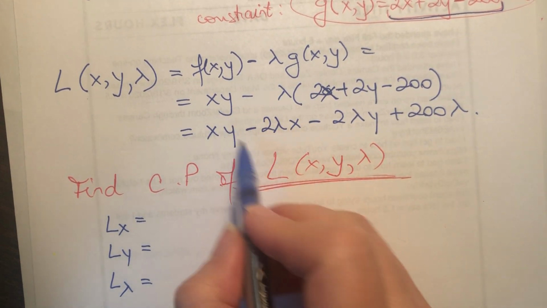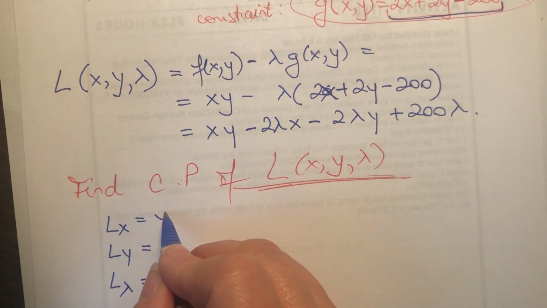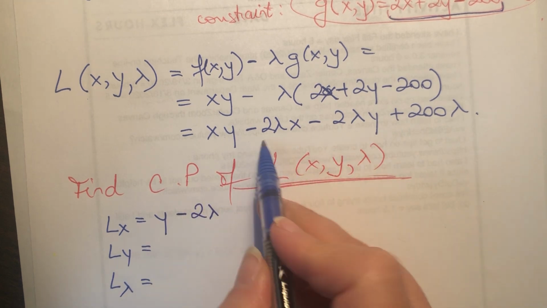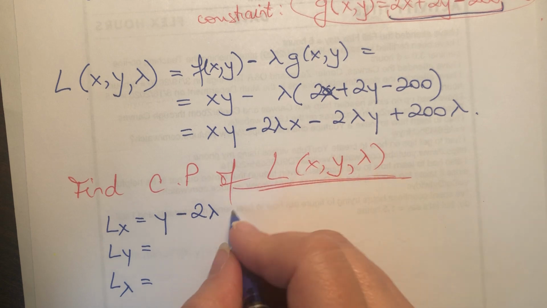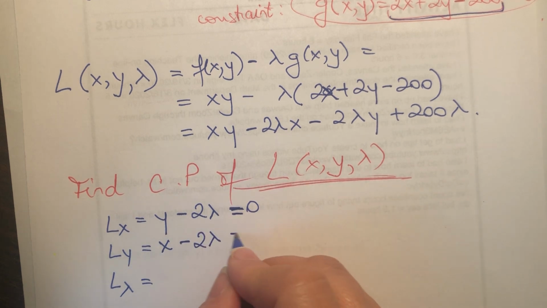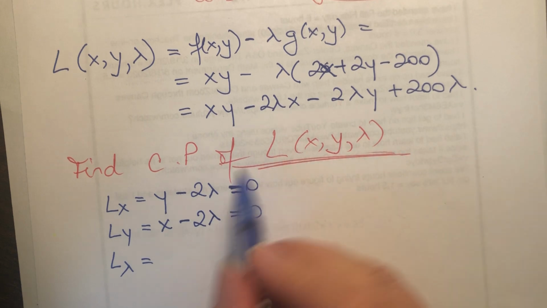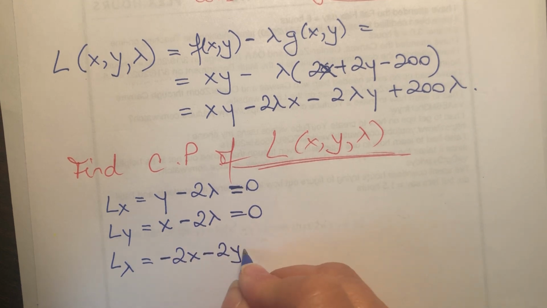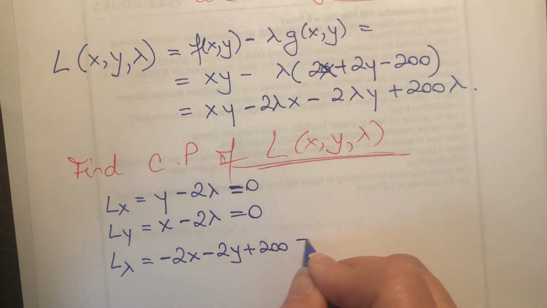So the derivative with respect to x: there's an x here, and the derivative of that is y, minus 2 lambda, and that's all there is. The derivative with respect to y is x minus 2 lambda, and that's it. Set that equal to 0. And then the derivative with respect to lambda is negative 2x minus 2y plus 200. Set that equal to 0.